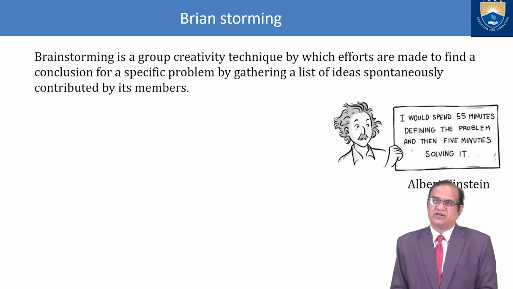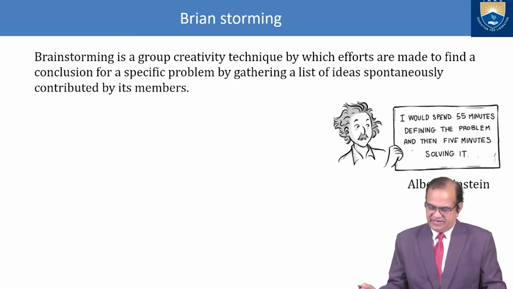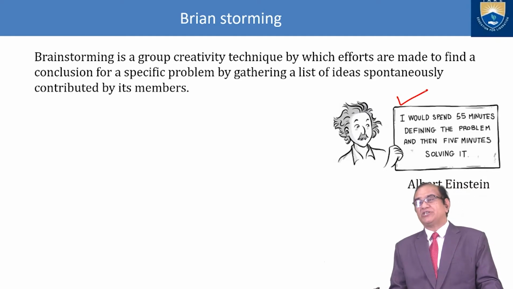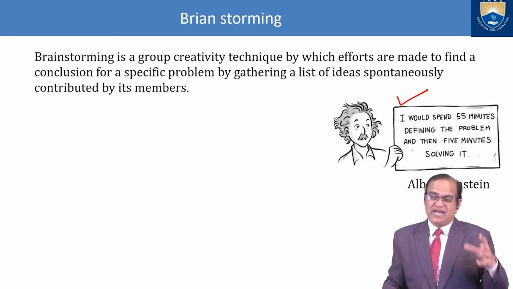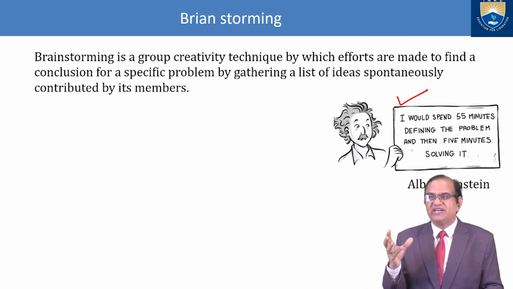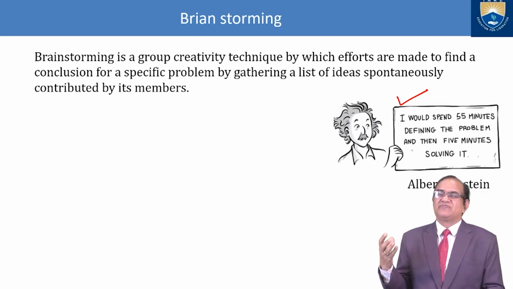Here I feel really good to give credit to Albert Einstein, and his words are there: I would spend 55 minutes defining the problem and then 5 minutes to solve it. You can see how important this is. If you get 1 hour for any problem to solve, 55 minutes go to defining it. Albert Einstein, a very renowned scientist of the world and a professor, gave a lot of knowledge, technology, and many theories for society, and wrote so many books.